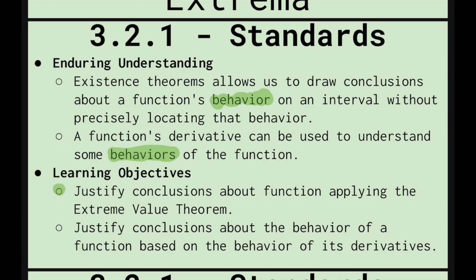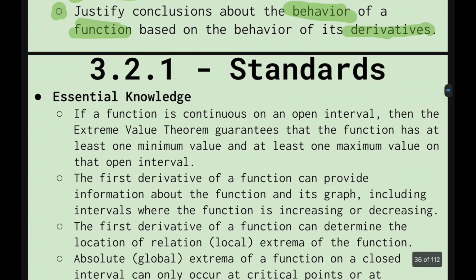What you should be able to do, first one, justify conclusions applying the extreme value theorem. Extreme value theorem basically means there is an extreme value if there's a function on a closed interval, which just means there's a min or a max if something is on a closed interval. We're going to talk about that in a little bit. And then next, justify conclusions about the behavior of a function based on the behavior of its derivative. So if you know what its derivative is doing, you know what the function is doing in some regard. In this case, whether it's increasing or decreasing.